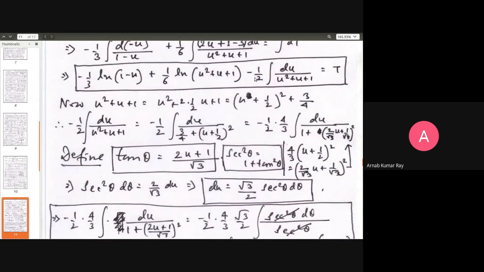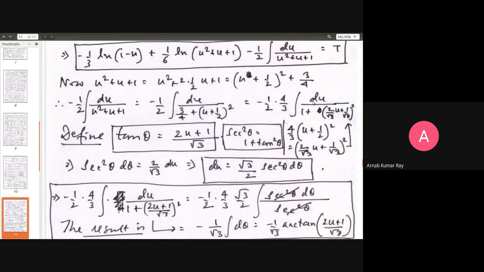So basically then your integral is minus half du over u squared plus u plus 1. This thing is written as 3 by 4 plus u plus half whole squared, minus half. Then I'm taking this 3 by 4 out of this integral. So 3 by 4 in the denominator will give this thing as 4 by 3. 4 by 3 into du over 1 plus this whole thing.